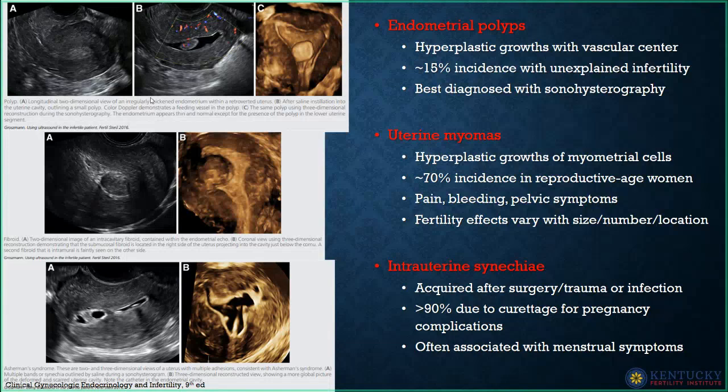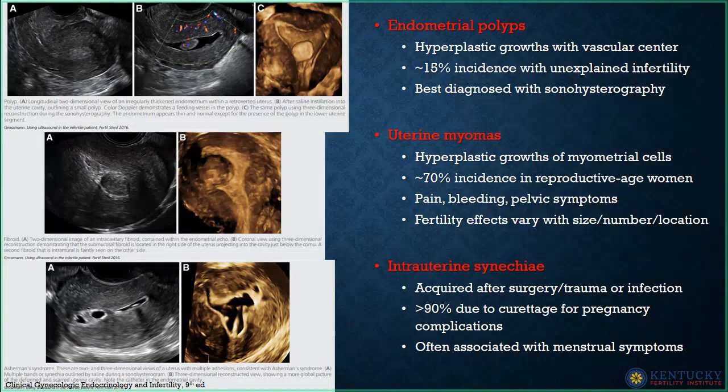This would be a fibroid. You can see that looks fairly similar to a large polyp, but we can see how a fibroid can distort the uterine cavity. Fibroids are incredibly common. Up to 70% of women have them. Many times they're asymptomatic, but depending on their size, their location, and the number, there is a spectrum of clinical symptoms that can result.